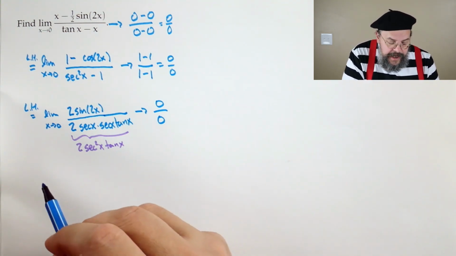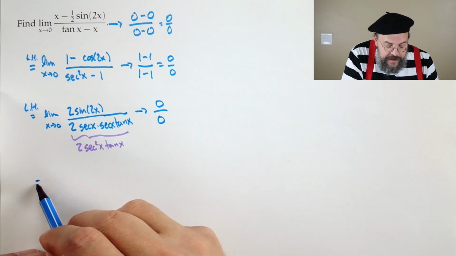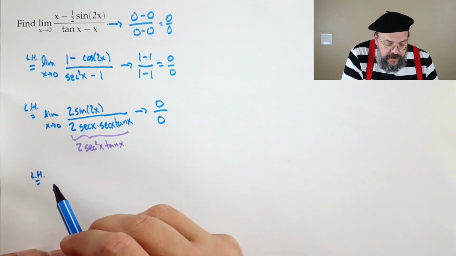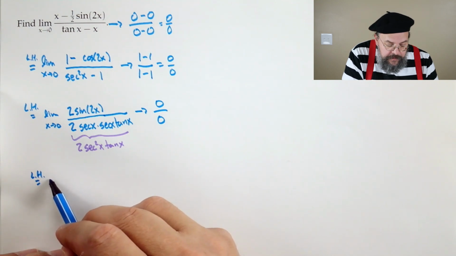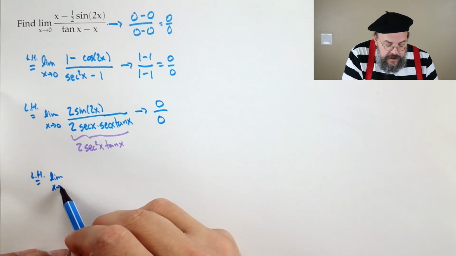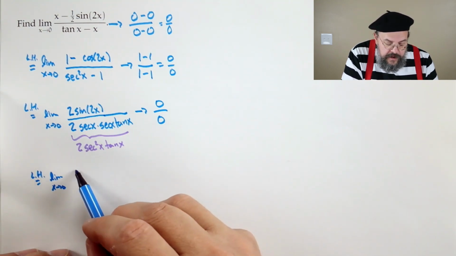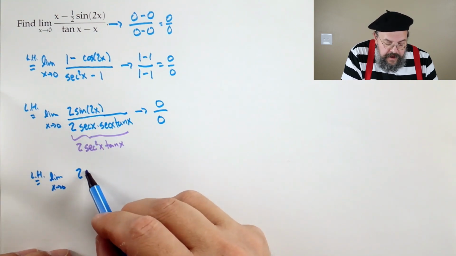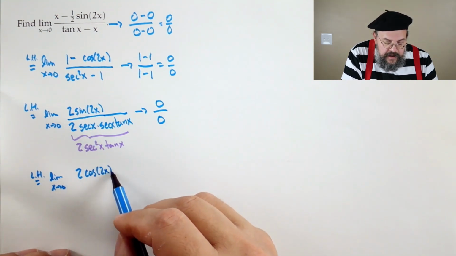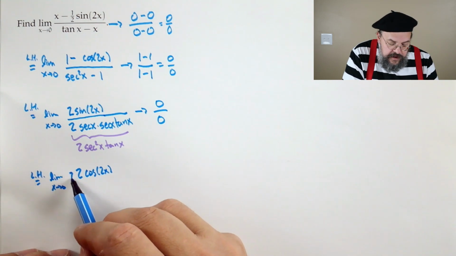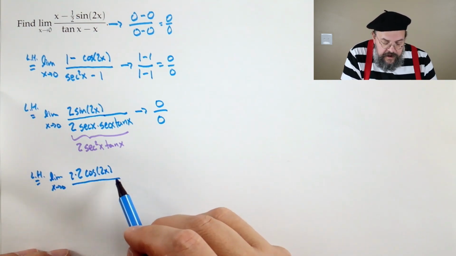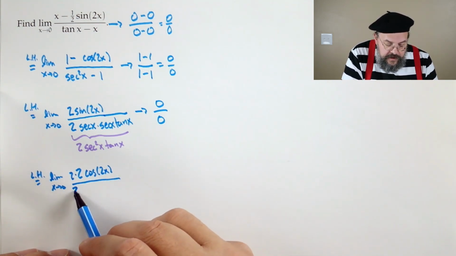So what do we have? Well, upstairs, the derivative of 2 sine of 2x would be what? Well, that would be 2, and then derivative of sine is positive cosine, and then chain rule says there's another 2, so really it's 2 times 2. Downstairs, we have a 2.